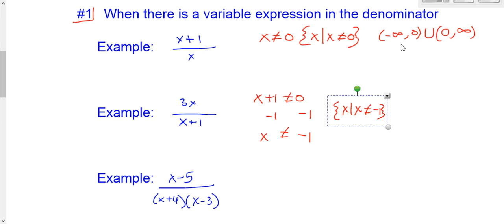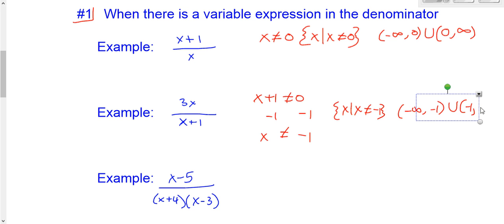And my interval notation would look exactly like what I have up there, but we're skipping over the value of negative 1. So I go from negative infinity to negative 1, union negative 1 to positive infinity. And that means I'm including every value possible, but I am skipping over negative 1.